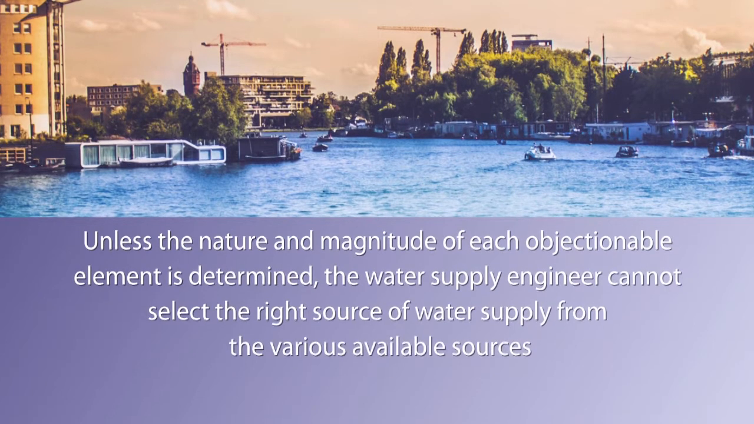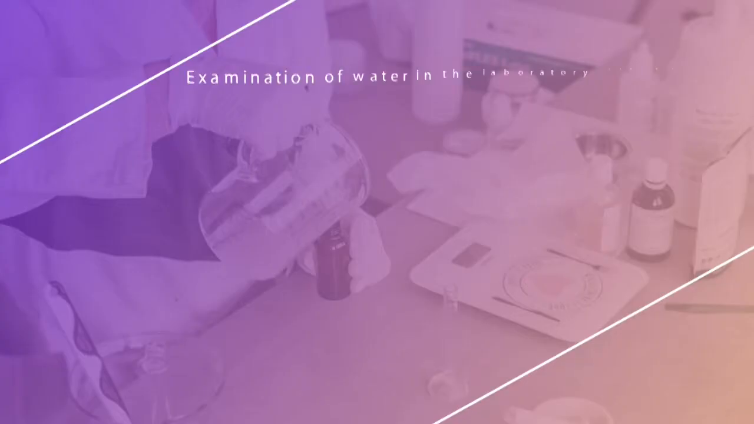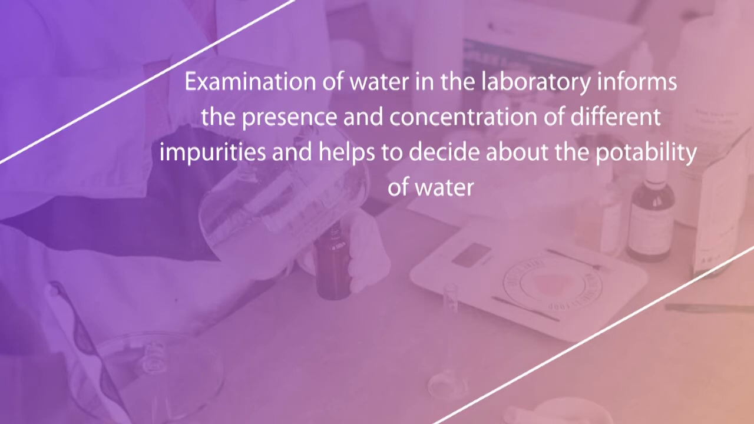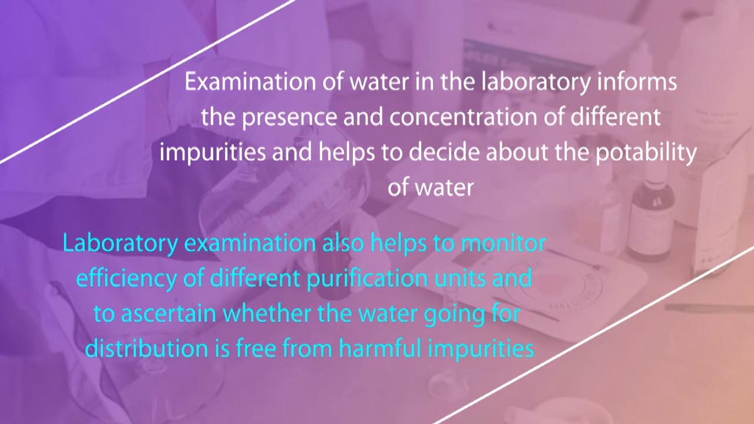Unless the nature and magnitude of each objectionable element is determined, the water supply engineer cannot select the right source of water supply from the various available sources. Examination of water in the laboratory informs the presence and concentration of different impurities and helps to decide about the potability of water. Laboratory examination also helps to monitor efficiency of different purification units and to ascertain whether the water going for distribution is free from harmful impurities.